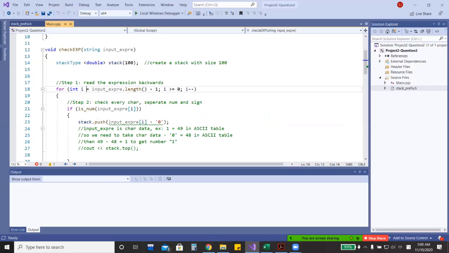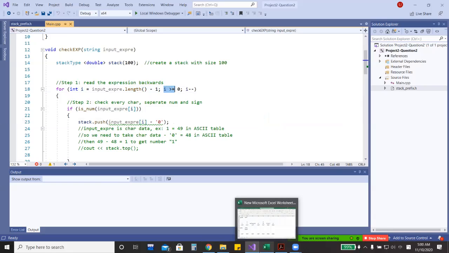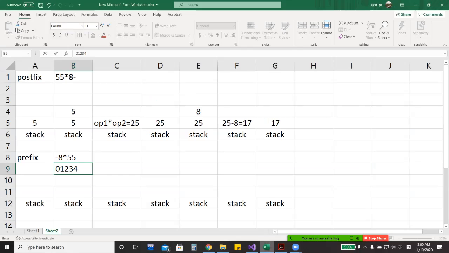So I will start with 5 here, then we will just keep doing the same thing all the way from the back, from 4 to 0.